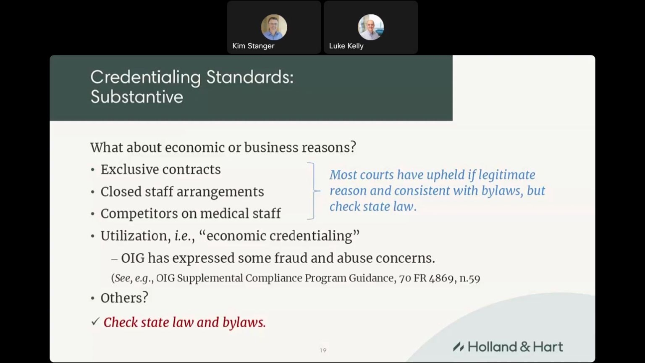On competitors on the medical staff, again, that's a little bit more iffy, but you have to look at your particular state law. Economic credentialing, there are legitimate reasons for doing that. You want to make sure that somebody has a sufficient volume in order to provide care and maintain their proficiency, and having a certain level of utilization at your facility helps you assess that. So there are legitimate reasons here, and you just want to make sure that those are consistent with your state law. The OIG has expressed some fraud and abuse concerns way back when in the OIG Supplemental Compliance Program guidance, but I haven't seen anything recently on that, and I think you're probably okay.